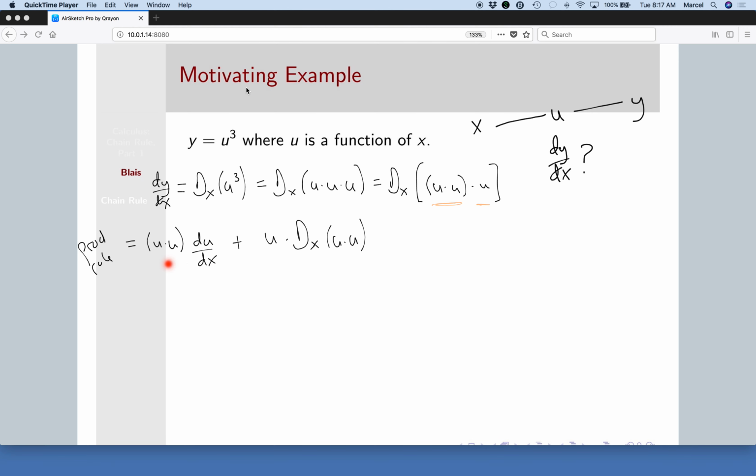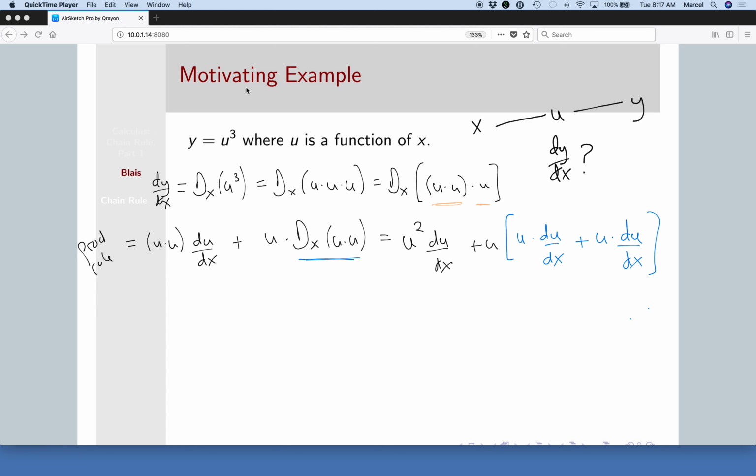This term here is just u squared du dx. And we have u, but now we have this derivative term that we have to handle. And again, we have product rule. So we will do the first, u, times the derivative of the second, du dx, plus the second, which is also u, times the derivative of the first, which is du dx.